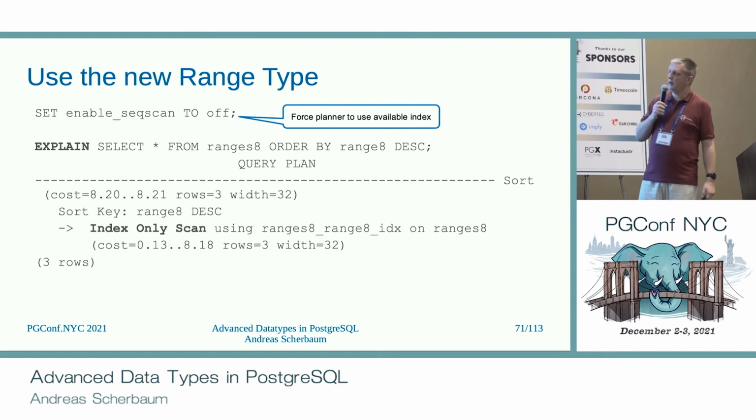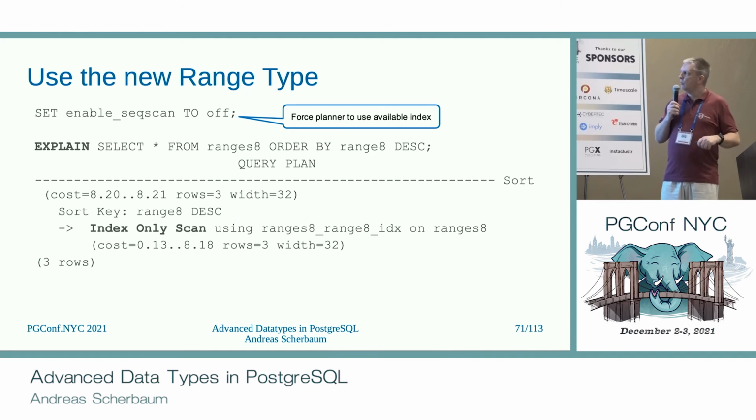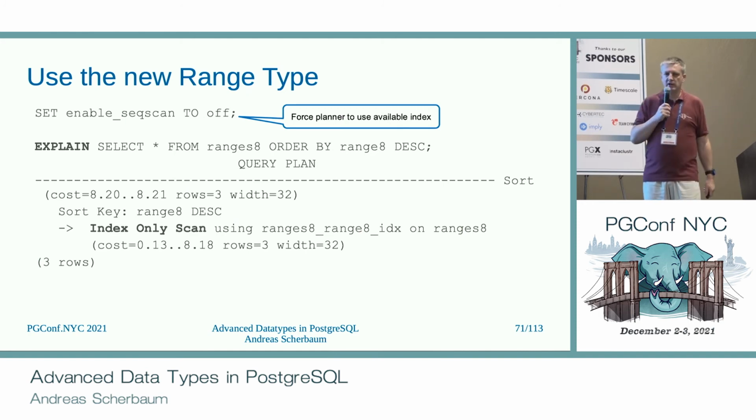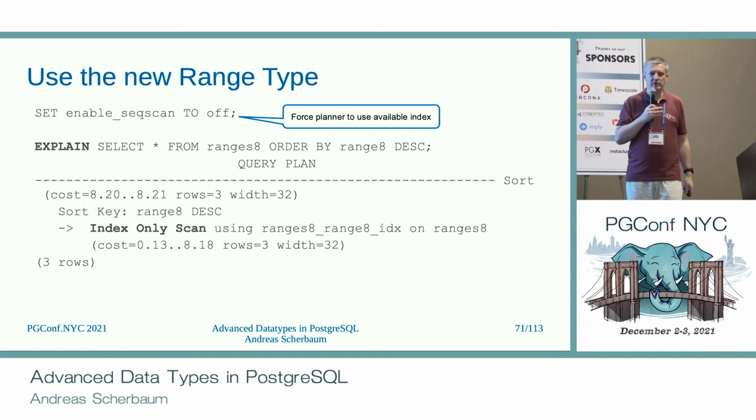And I can check if my index is used. So I switch off sequential scan, so I need to cheat here because I don't have enough values in my table. I do an explain on my select, and you see Postgres is using my index I created on this column, which means no matter how big my table is, it can use this one to sort a result set.